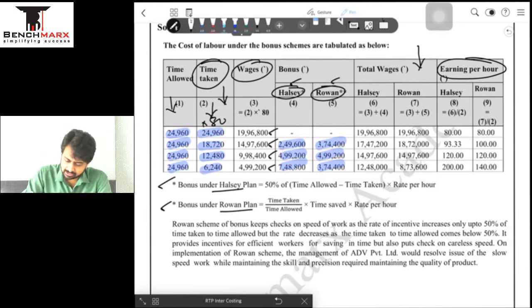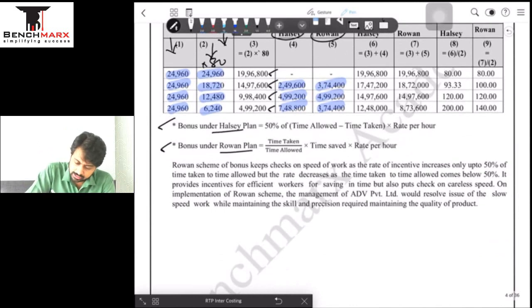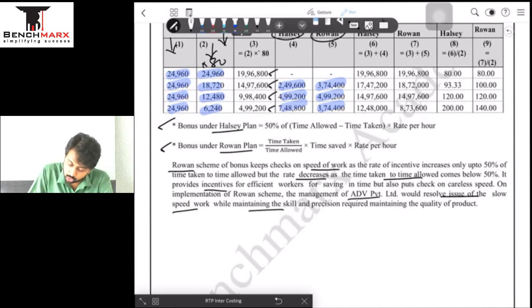What I can finally conclude is that the Rowan system of bonus keeps a tab on the speed of work. And then the time allowed, but the rate decreases as time taken becomes less than 50. That is normal. It provides sufficient incentives to workers, and therefore the company would resolve the issue of slow work speed if the Rowan scheme is applied.